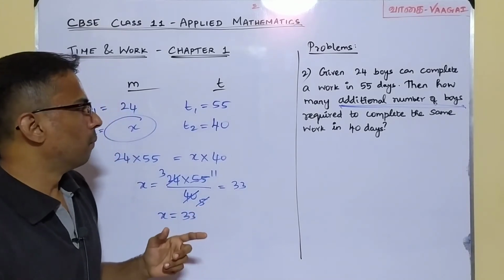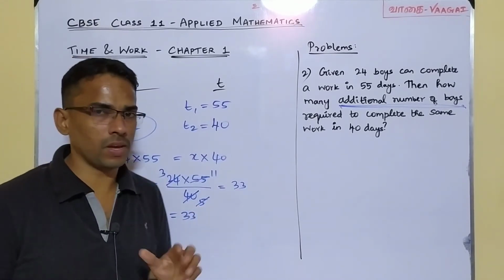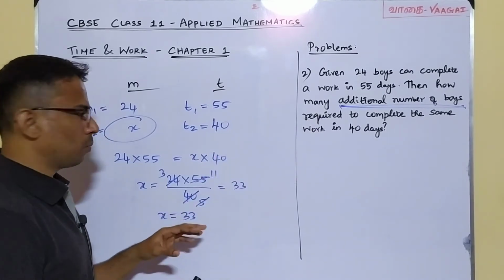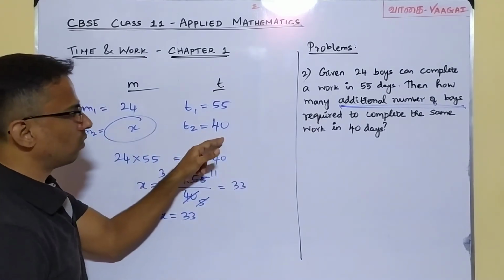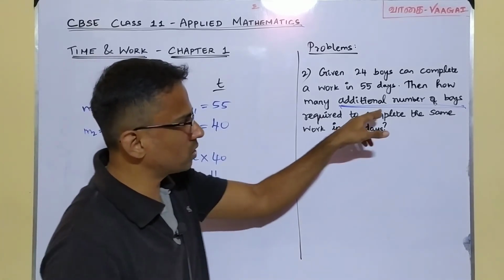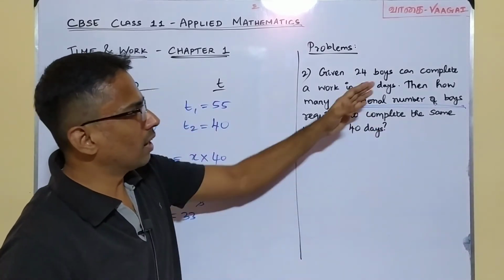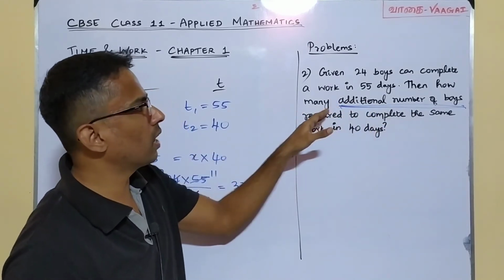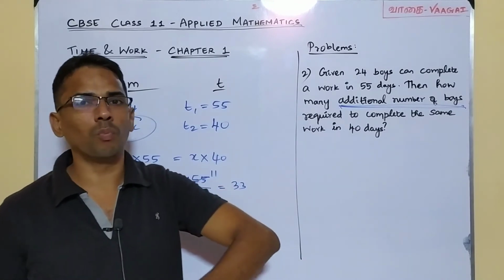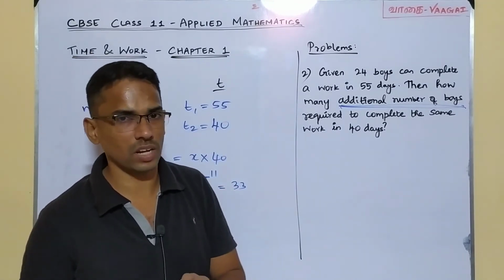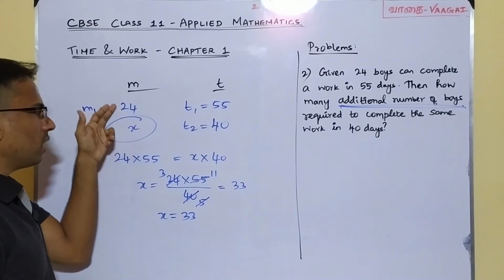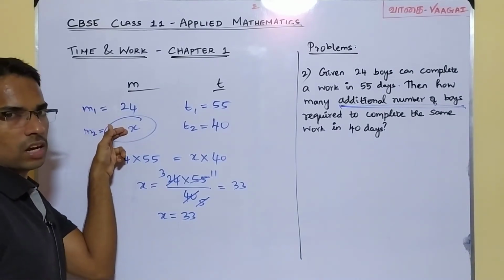Yes, fine. But is 33 our answer? Be careful with what is asked in the question. We are not supposed to find how many people are required to finish the work in 40 days. Be careful with the question. Then how many additional number of boys? So how many more boys are required? That is our question. Previously 24 boys were working, and how many additional people do we need?